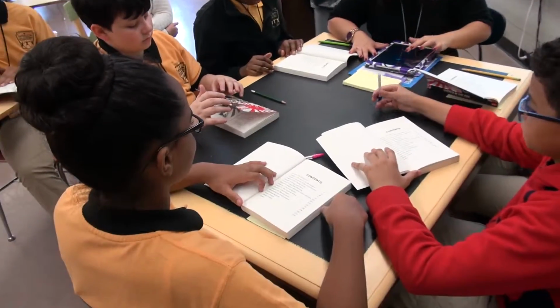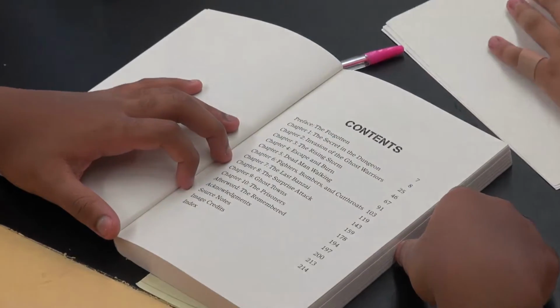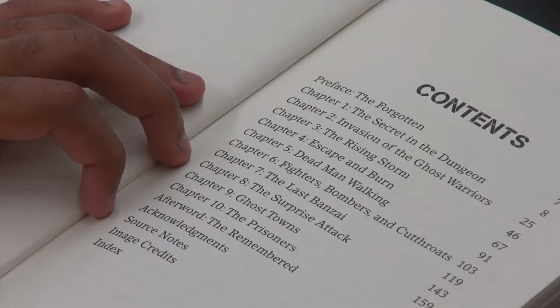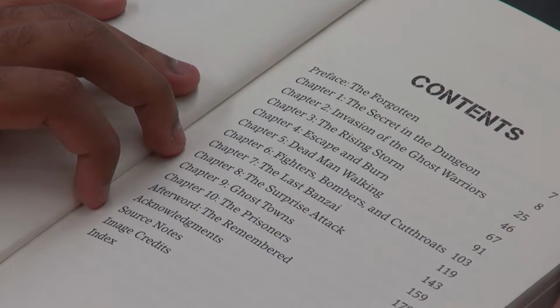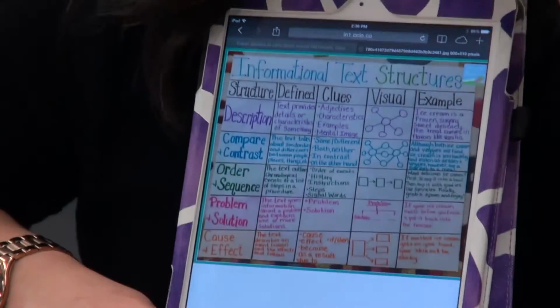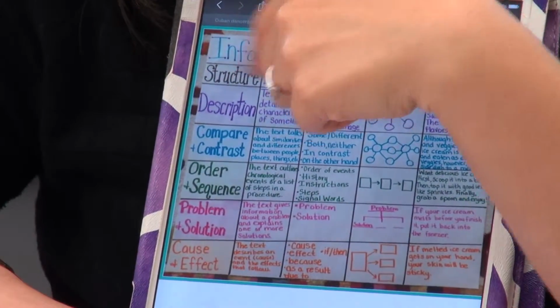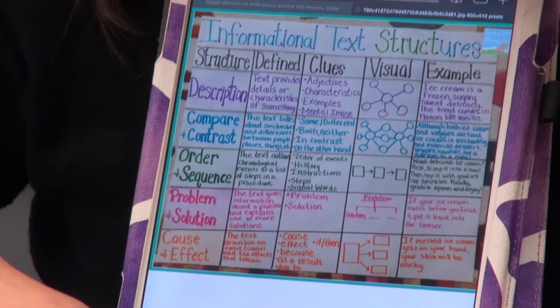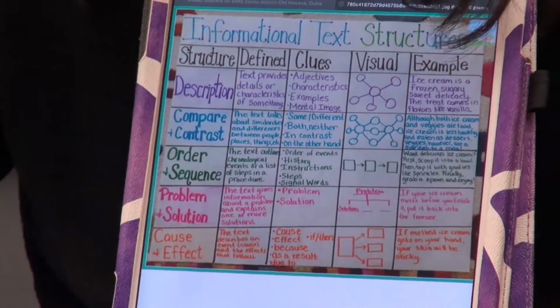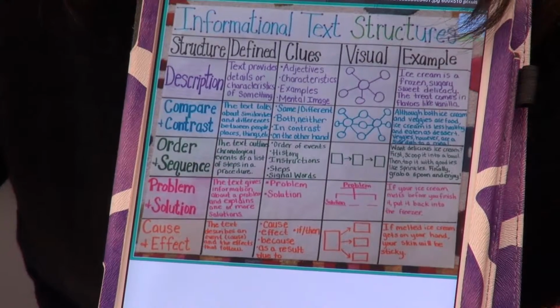Any other ideas on how this might be structured? Do you think it's description? Is he just giving you vivid description of what happened? No. So I think we can cross that out. How about compare and contrast? Are there any chapters that are similar?